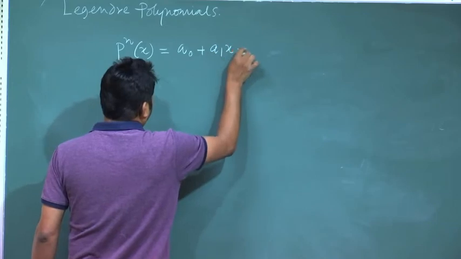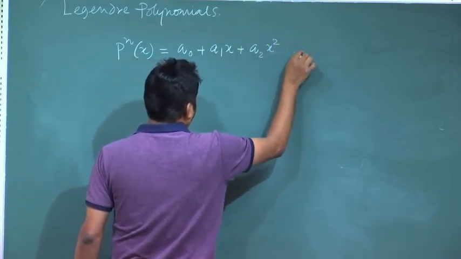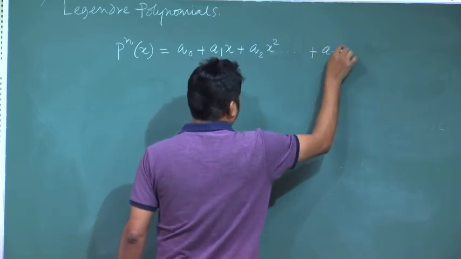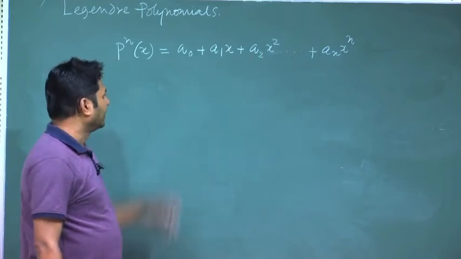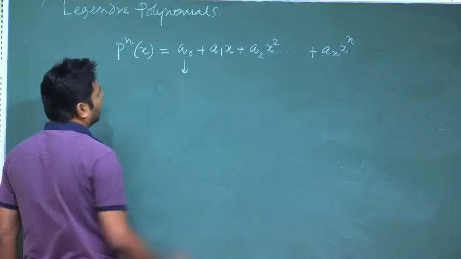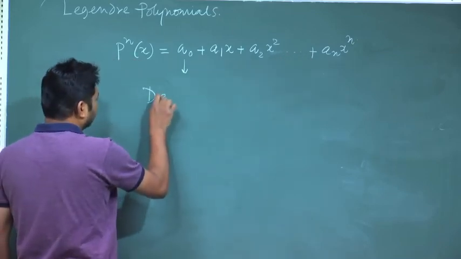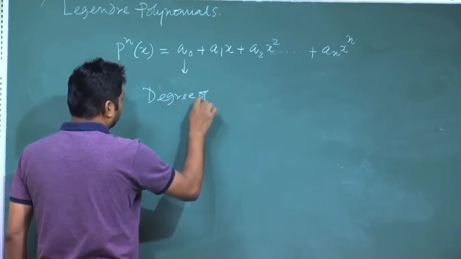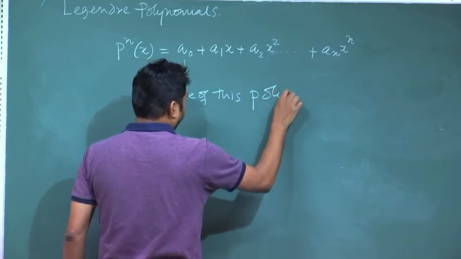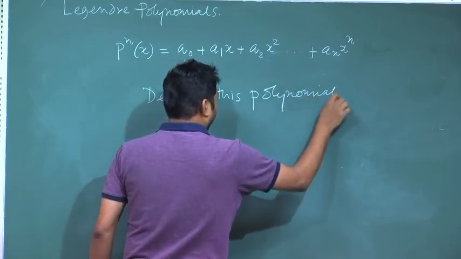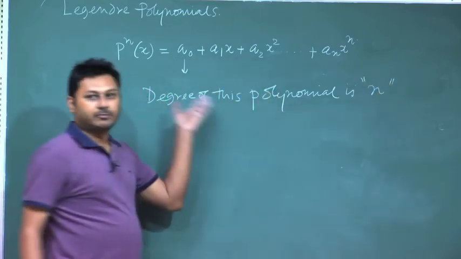So, normally the polynomials are represented in this way: P_n(x), it is the nth degree of polynomial, and I can write this polynomial in this way. This is a more standard form to write a polynomial, and these are the coefficients, and x squared and so on, and the degree of this polynomial is n. This is any degree of polynomial.